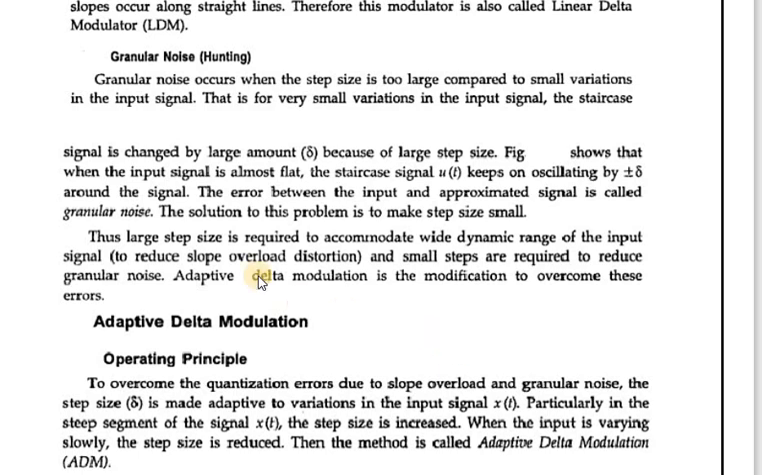So a larger step size is required to accommodate the dynamic range of input signals to reduce the slope overload error, and small steps are required to reduce the granular noise. All this can be done by using adaptive delta modulation, which is used to overcome these errors.